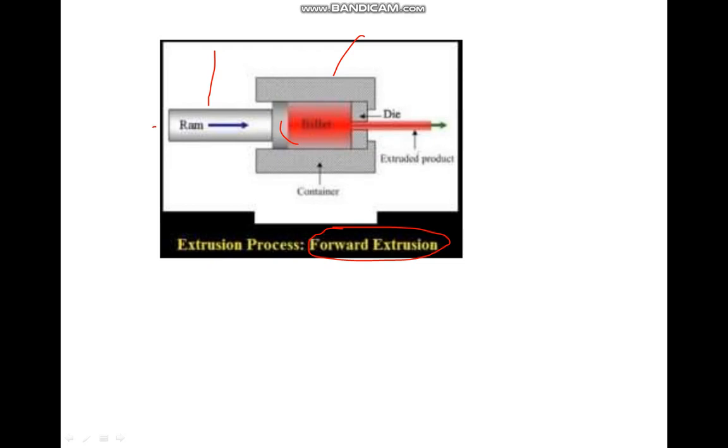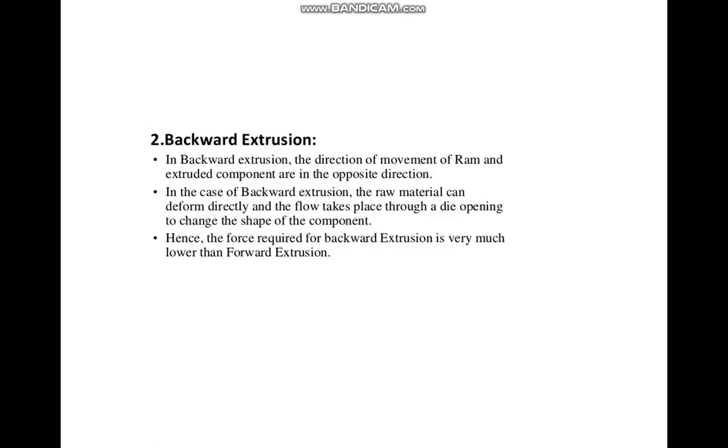So what will happen in this process? This ram pushes the billet through the die opening and the work part is extruded through the die opening and it will acquire the shape of the die opening. So in this case, ram is moving in the same direction as that of the extruded product, extruded component. So direction is same. That's why this is called as a forward extrusion or direct extrusion process.